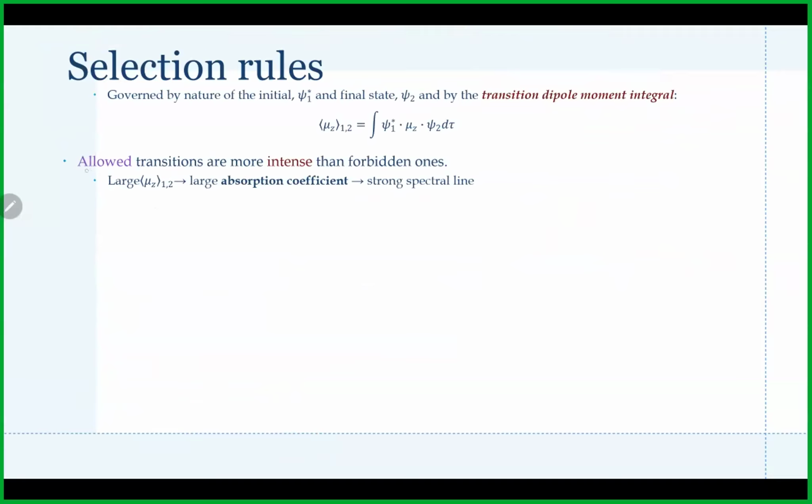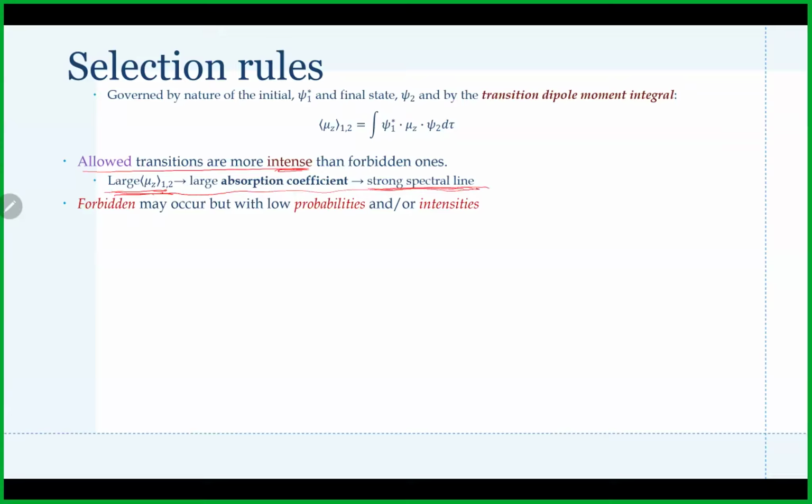So repeating again, allowed transitions have more intensity; they have a large mu z. It's not like it's a value of 1 or 2. It's just that the higher the value, the more intensity. So the larger the mu z transition dipole moment integral, the stronger the spectral line. That's the key word for us in selection rules.